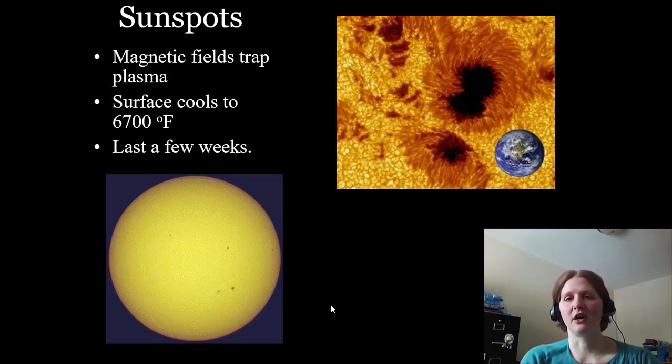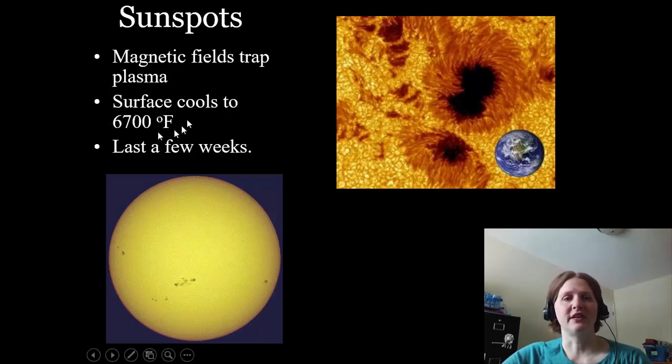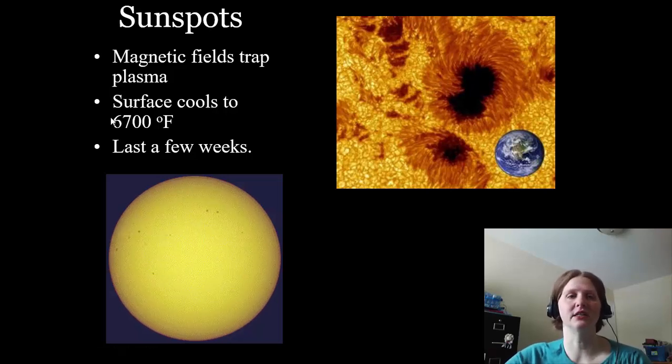Sunspots, we've already talked about what causes them. That's where the magnetic field punches through the surface and stops convection. The surface cools to roughly 7,000 degrees Fahrenheit, down from 10,000. The photosphere is around 10,000 Fahrenheit. So in these places it's quite a bit cooler.